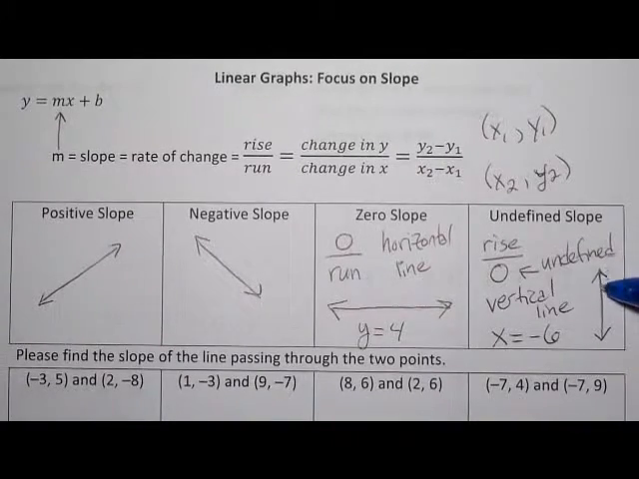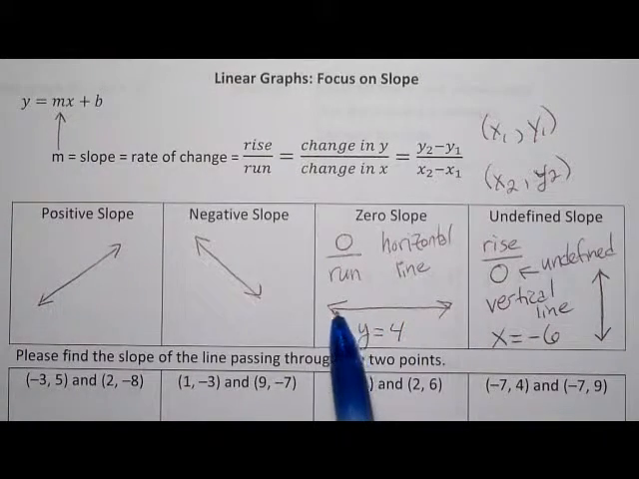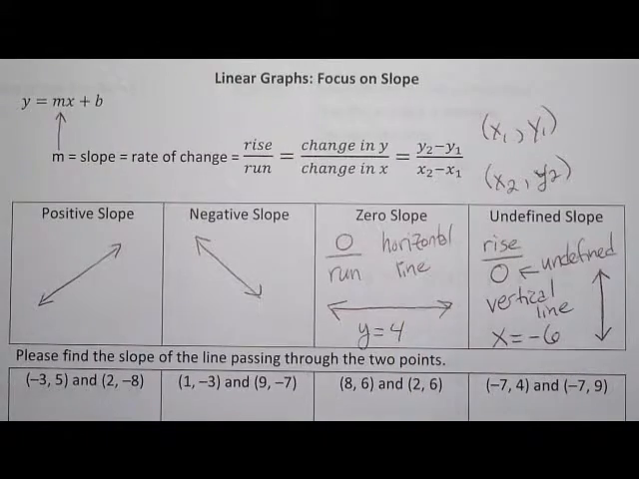All of the x values on this line would be -6. Y can be anything in the world. All of the y values on a horizontal line are the same. So maybe the y value is 4 anywhere along this line. X can change. It can be negative, 0, positive.